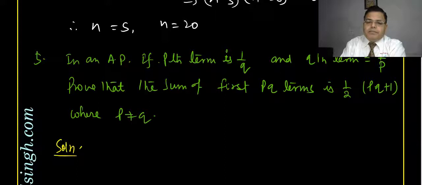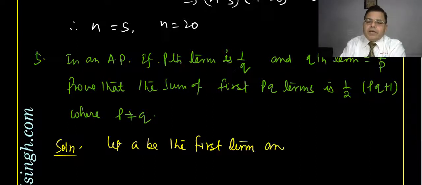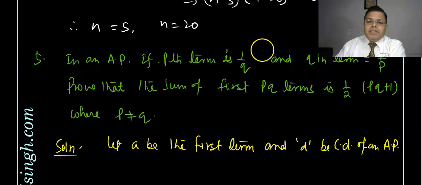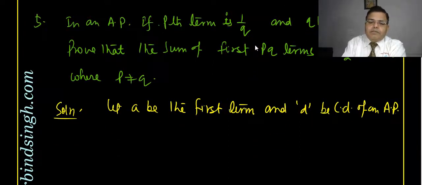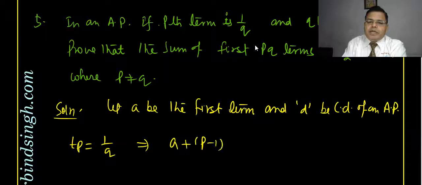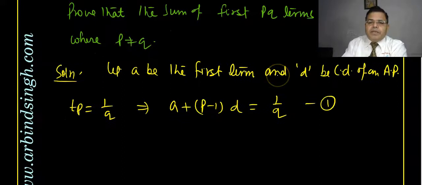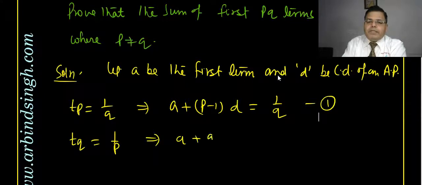Let a be the first term and d be the common difference of an AP. Then the pth term tp is equal to 1 by q. It's given that tp is equal to 1 by q. This implies a plus (p minus 1) into d is equal to 1 by q. This is the first equation. Now the qth term is 1 by p. This implies a plus (q minus 1) into d is equal to 1 by p.